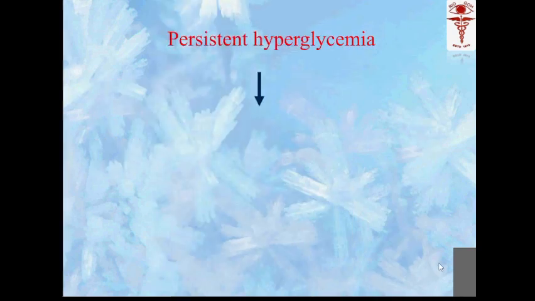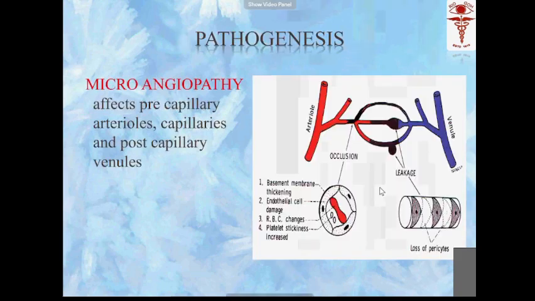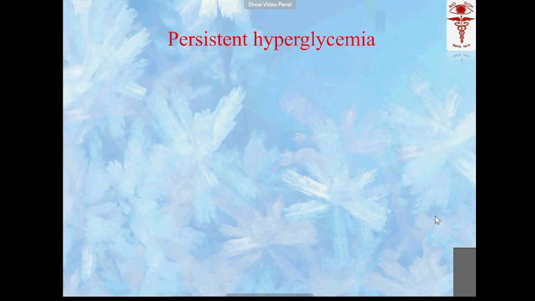So what are the reasons? One is the microangiopathy and microvascular occlusion, which I will deal with later. So what are the reasons for all these changes occurring in diabetic retinopathy? The first and foremost reason is persistent hyperglycemia, or otherwise uncontrolled diabetes.